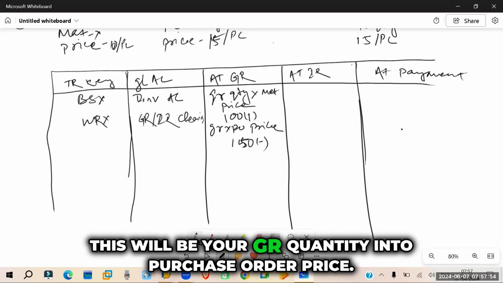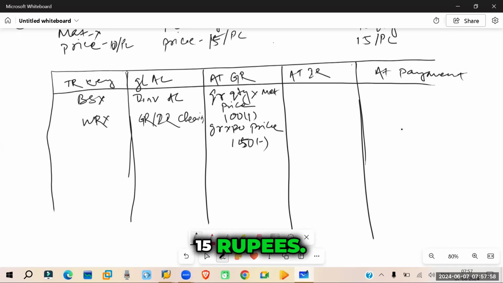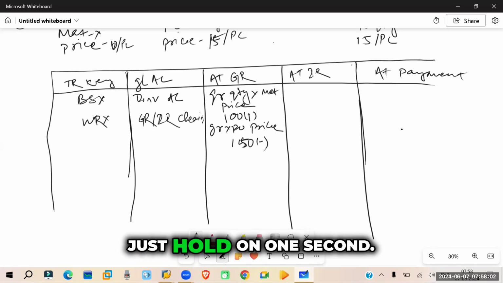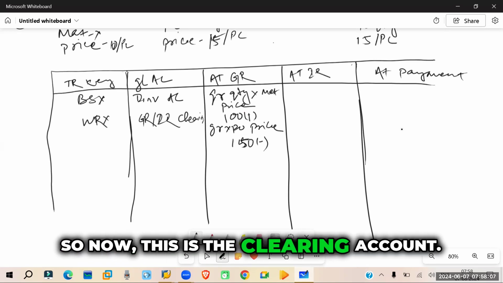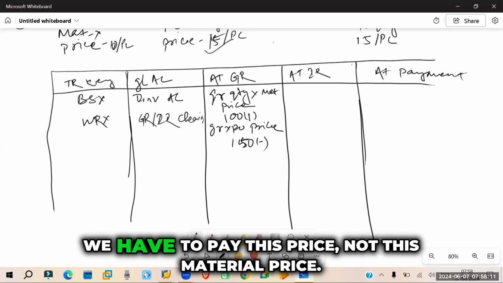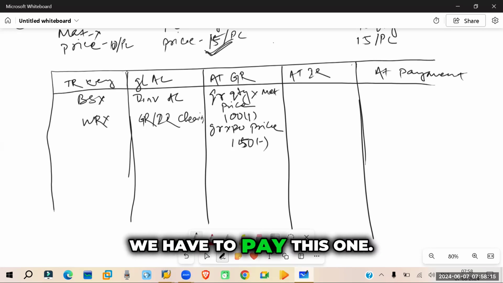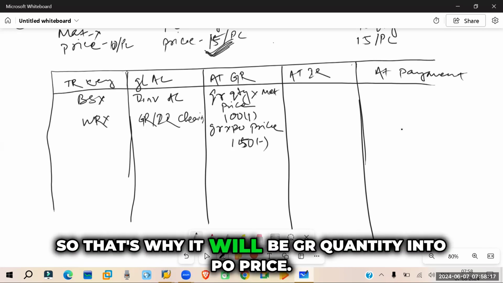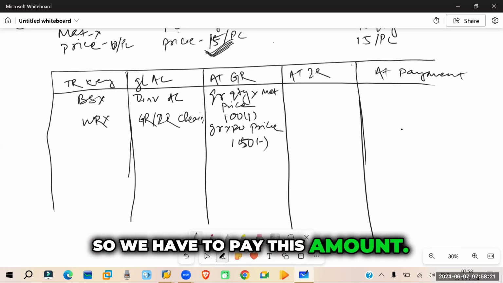This will be your GR quantity into purchase order price. What is the purchase order price? 15 rupees. Okay. Just hold on one second, you'll be able to understand. So now this is the clearing account. Because we have to pay this price, right? We have to pay this price, not this material price. We have to pay this one. So that's why it will be GR quantity into PO price. So we have to pay this amount, right?